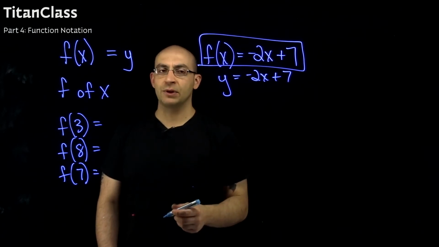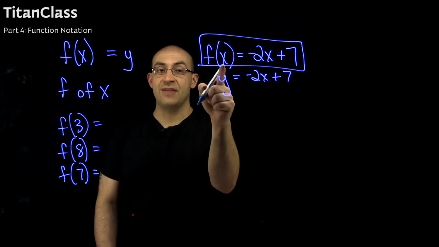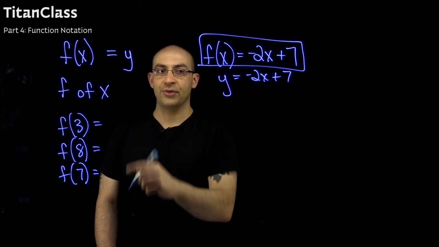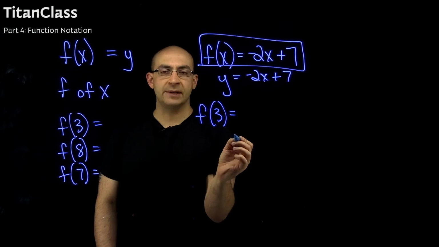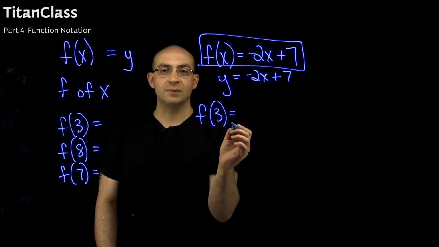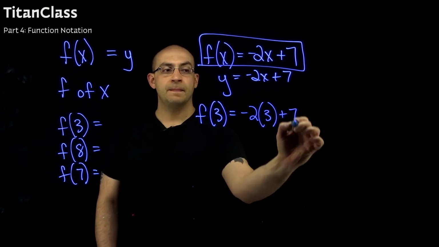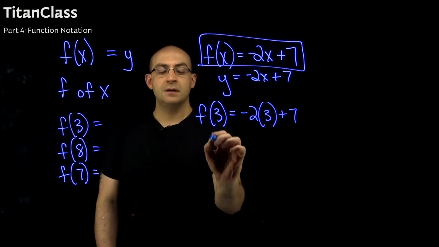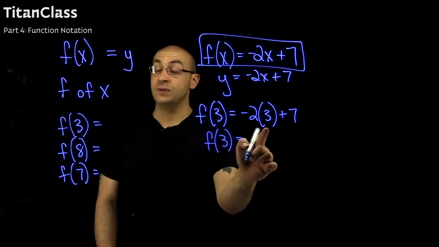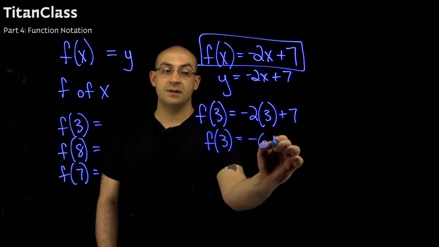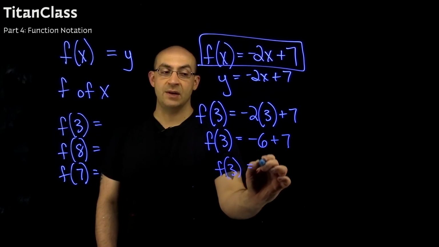So here's what we're going to do. We're going to take this equation, and we're going to replace that x and that one with 3. And every time we replace the x value, we're going to put parentheses around it. And then we're going to solve. The function's value when x is 3 is going to equal negative 2 times 3, which is negative 6, plus 7, meaning the function's value when x is 3 is going to equal 1.